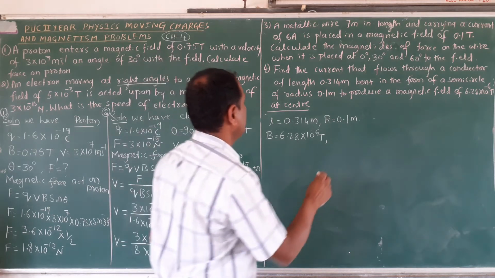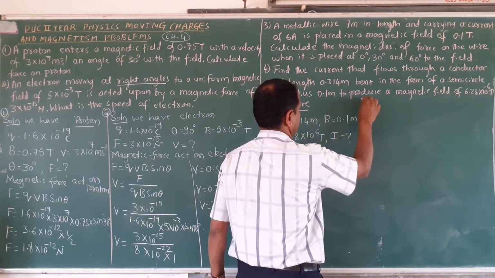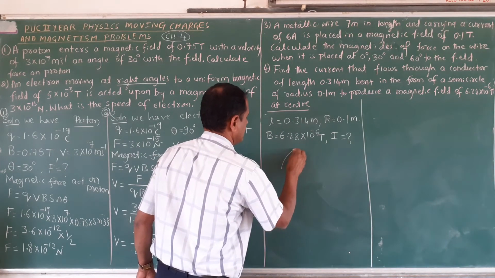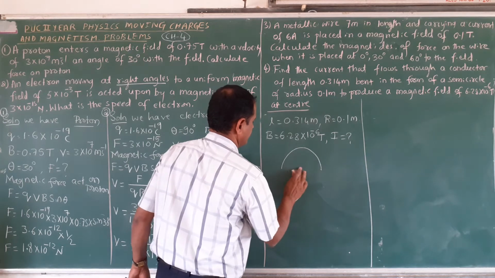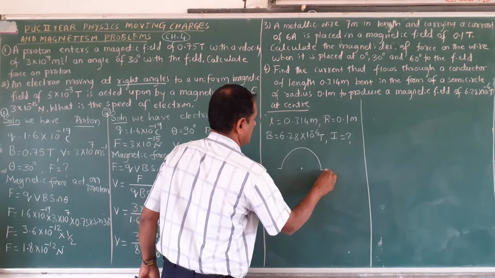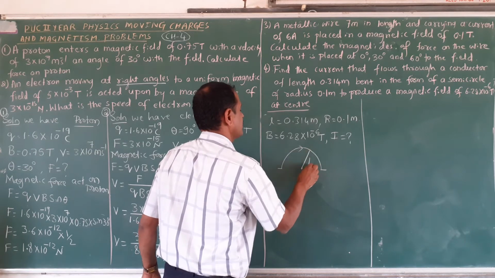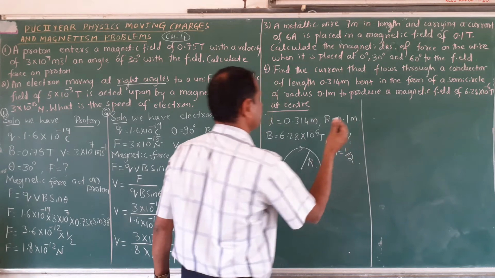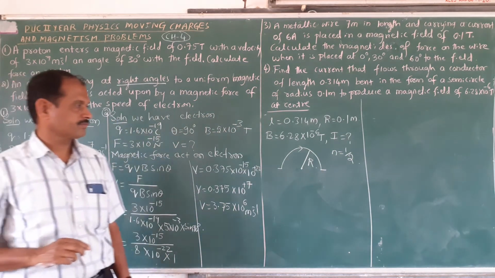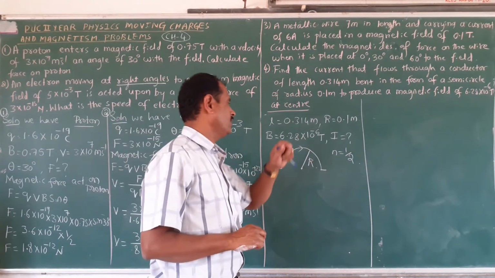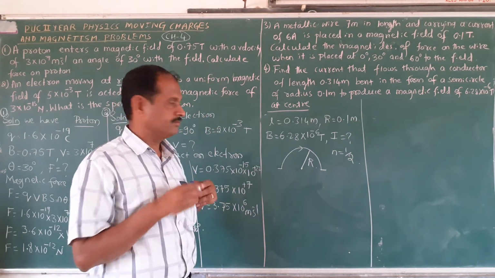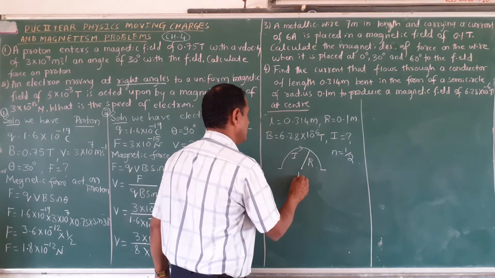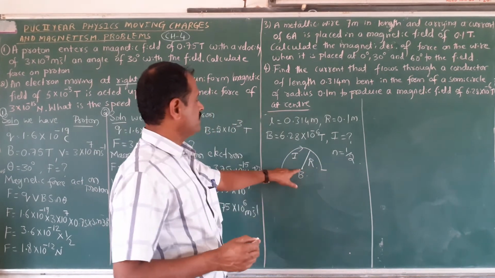And what you have to find out is the current. Like this, a semicircle, and current flows like this. This is the radius. It means N is equal to half turn. Now what is the current? We have to find this out. Here the magnetic field B is at the center.